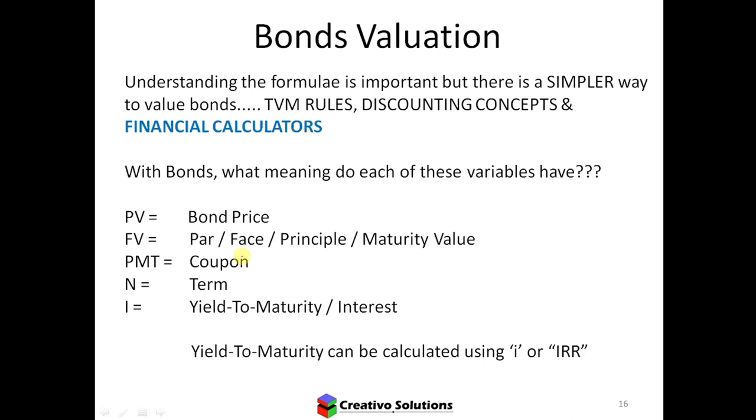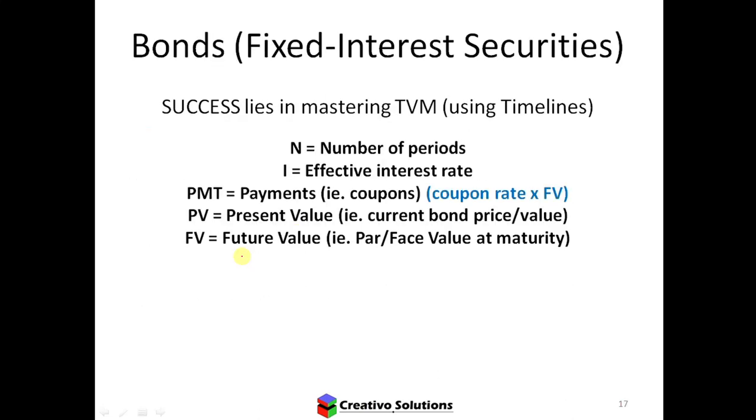Right, so just remember that when looking at time value of money calculations, all we're doing is taking future cash flows and discounting them back in time to determine what the bond price is. Something else to note that you can use when looking at the calculator is calculating your I or even your IRR. IRR is used in discounting future cash flows back in time, and I is used when looking at simple time value of money. Right, so success lies in mastering time value of money principles.